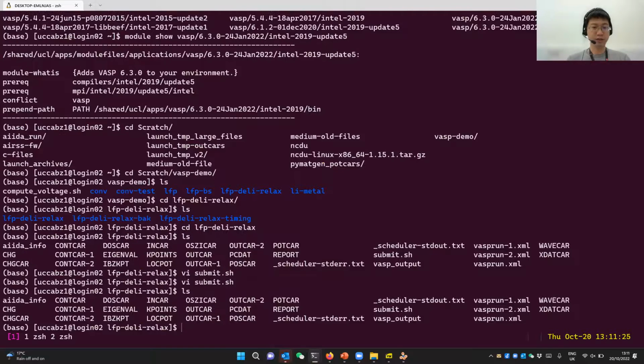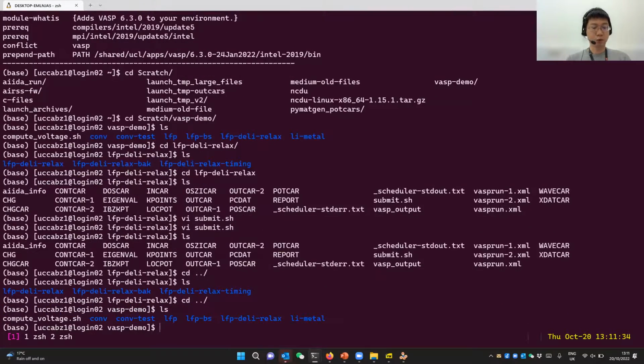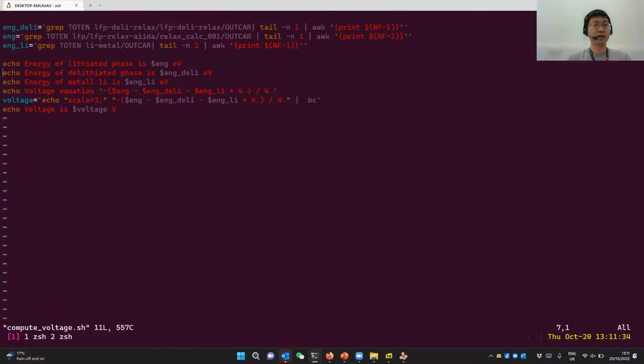In here you can see it has multiple OUTCAR files because I wrote this script. So to actually compute voltage, because I already did other calculations of the non-relaxed material, I have this compute voltage script, which tries to grab and find the total final energy, and then I can use the bc tool, which is part of the Linux distribution, to compute the voltage.